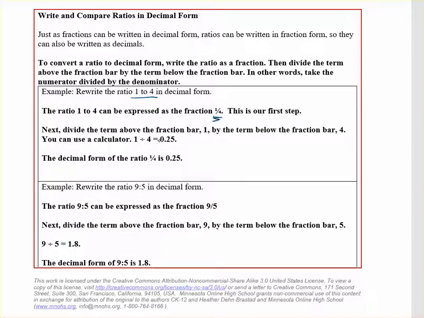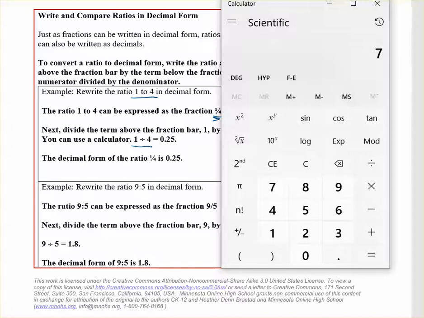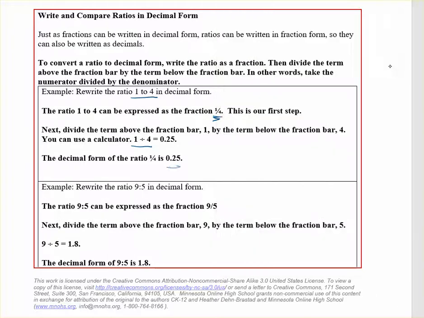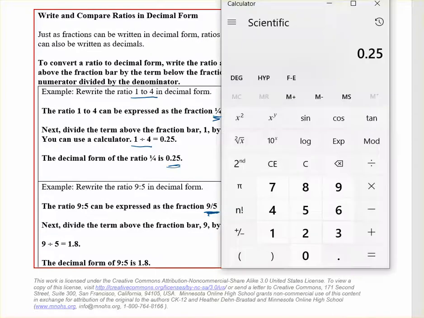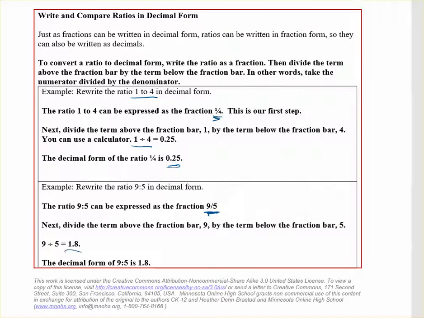So the first thing we do is we write it like a fraction. Second, we are going to take the top number divided by the bottom number. And I recommend using a calculator for this. So we take 1 divided by 4, and we see that the decimal number is 0.25, and that's our answer. So first write it like a fraction. Here's another example. Then get your calculator and take the top number, the numerator, divide by the bottom number, which is called the denominator, and we see that that is 1.8. So ratios can be greater than 1, like we found here.